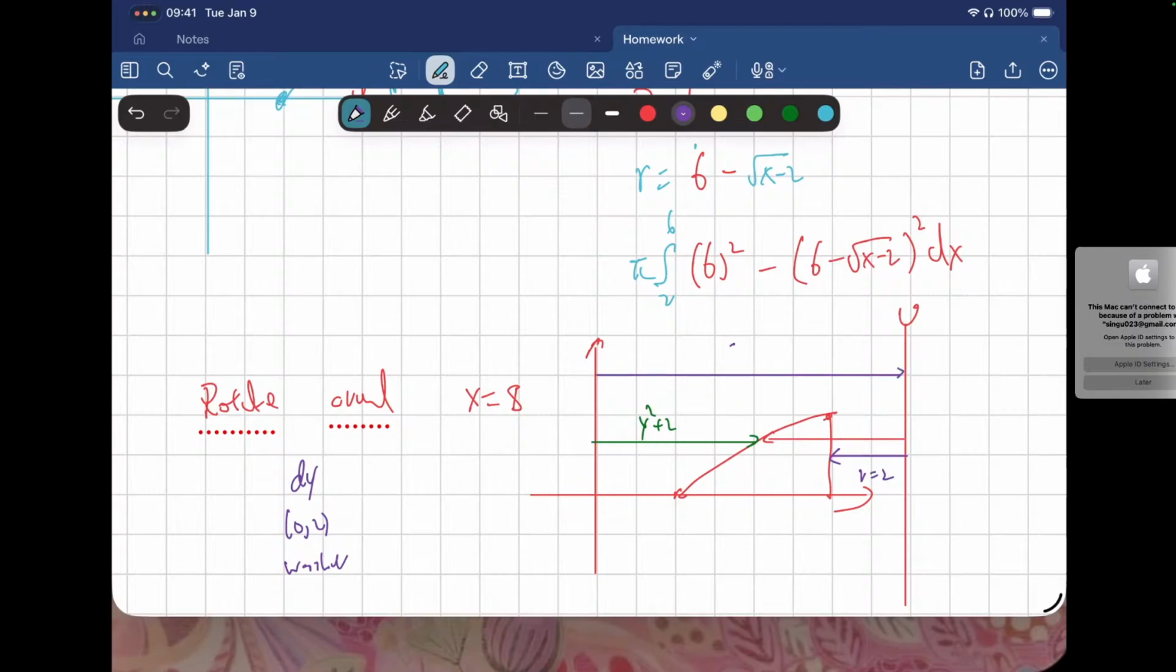The 8, so the integral of pi times the quantity: the big R is going to be 8 minus, and watch out for the parentheses, (y squared plus 2), then squared, because that will be the red line, minus the 2 squared, dy. Oh, 0 to 2, sorry. Thank you, Kaden. 0 to 2.